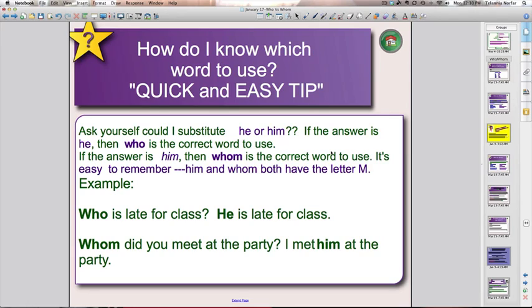So, for example, who is late for class? He is late for class. Whom did you meet at the party? I met him at the party.